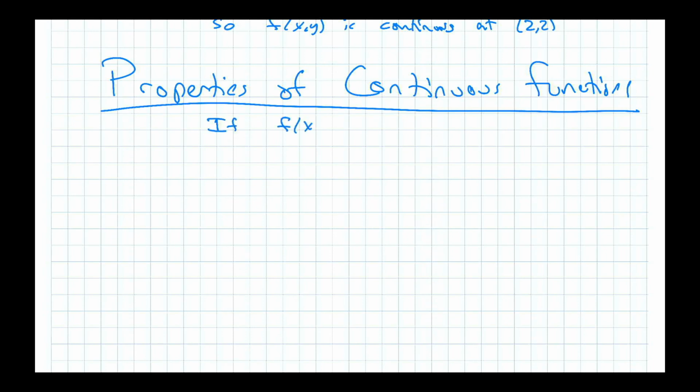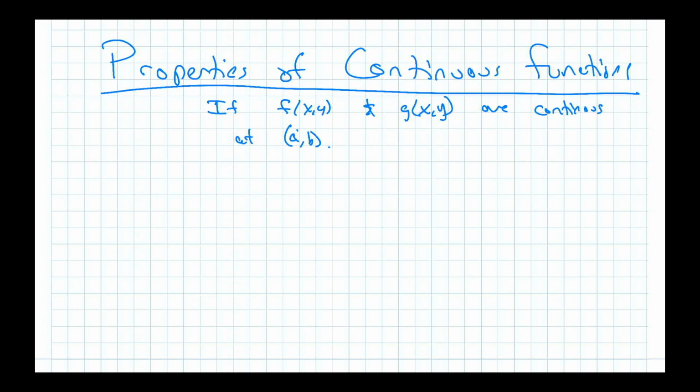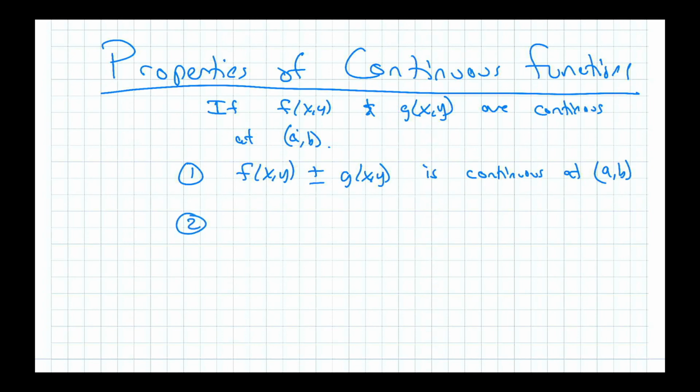So if f(x,y) and g(x,y) are both continuous at (a,b), all right, then what we could have is that f(x,y) plus or minus g(x,y) is also continuous at (a,b). So you can add continuous functions to get continuous functions. You can multiply continuous functions to get continuous functions. So f(x,y) times g(x,y) is continuous at (a,b).